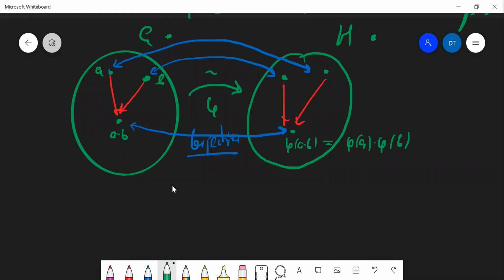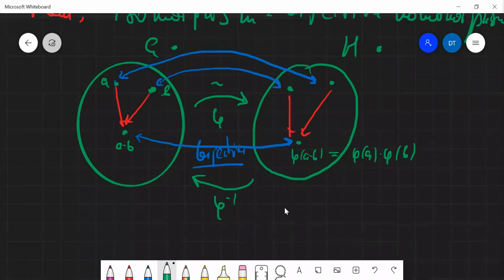Moreover, if you have a bijection, you always have an inverse map. The inverse map is also a bijection, and it's also a homomorphism. So you always have a map in the opposite direction, which also preserves the operation. It's clear from this picture that the inverse map preserves the operation, because if the product of these two guys corresponds to the product of these two guys, then in the opposite direction, it goes exactly to this product. So this is how you should think of it.